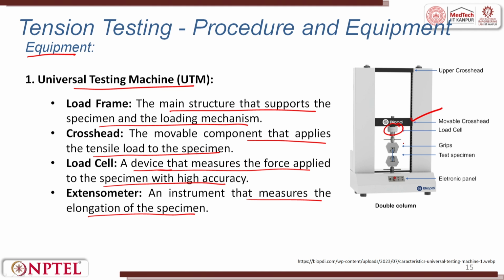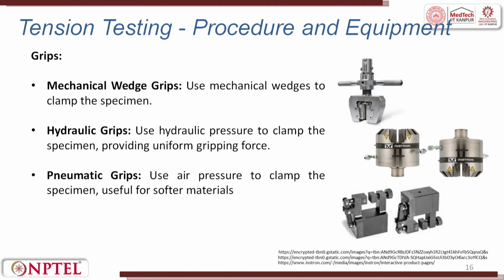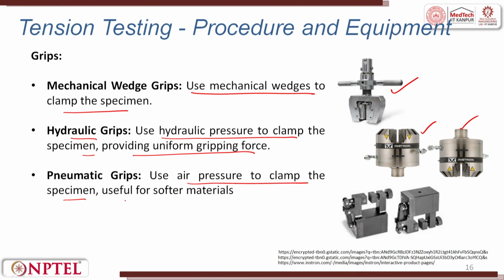Let me also show you different grips. These are the different grips that I just mentioned in the previous slides. You can see a mechanical wedge grip, which uses mechanical wedges to clamp the specimen using just mechanical force. And then we have hydraulic grips that use hydraulic pressure to clamp the specimen, providing uniform gripping force. Pneumatic grips use air pressure to clamp the specimen, and these are useful for soft materials.